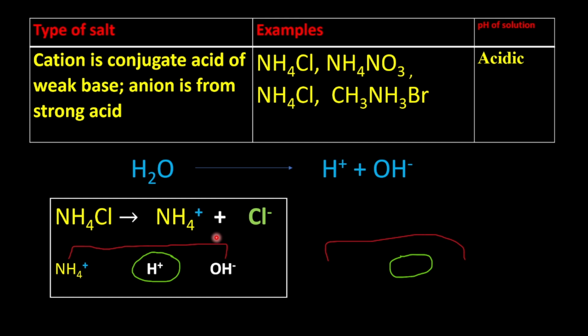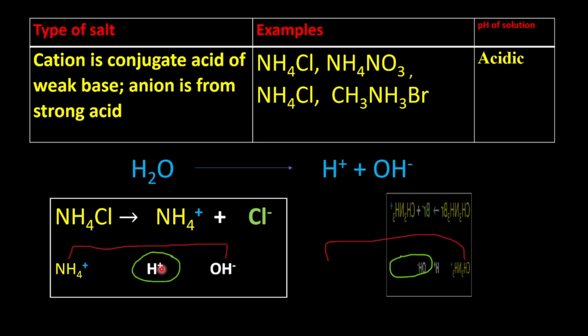So we have the reaction between NH4+ against H+ and OH-. This is positively charged, this is positively charged, and what we have here is negatively charged. So the positive will go in for the negative. So what will be left behind? That is H+, and that is an indication that it is acidic.